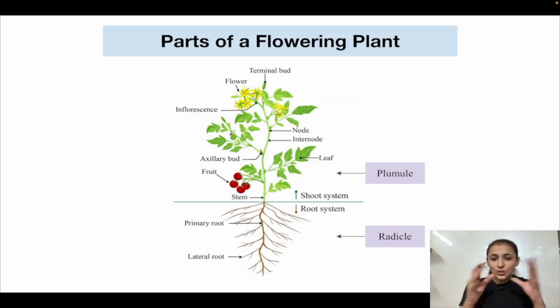The root system comprises all those parts of the plants which are present below the ground. The shoot system comprises the stem, fruits, inflorescence, which is made up of flowers, and leaves. Everything that you can see here that is present above the ground level represents the shoot system. And the root system comprises everything that is present below the ground level, which includes the primary root and these lateral roots. The shoot system arises from the plumule part of the embryo, and the root system arises from the radicle part of the embryo.